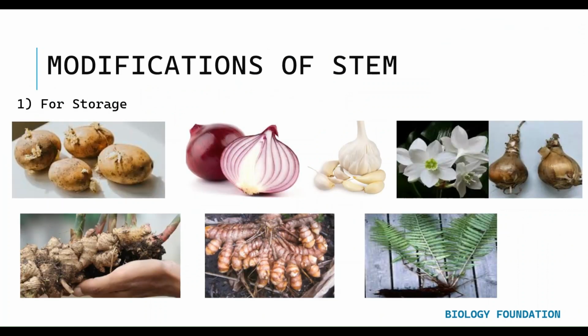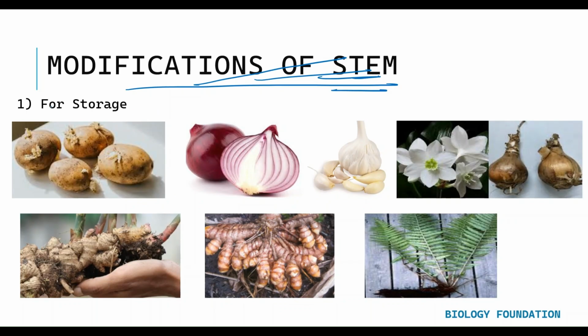Now, let's understand modifications of stem. That means, apart from its normal function of transporting food and water to various parts of the plant, in some plants, the stem gets modified to perform different functions. It's not that in every plant these modifications of stem are seen. No. Usually in any plant, stem helps in transport of food and water to various parts of the plant, and it is the structure which bears fruits, flowers, and leaves. But try to understand, in some plants the stem gets modified to perform various kinds of functions.